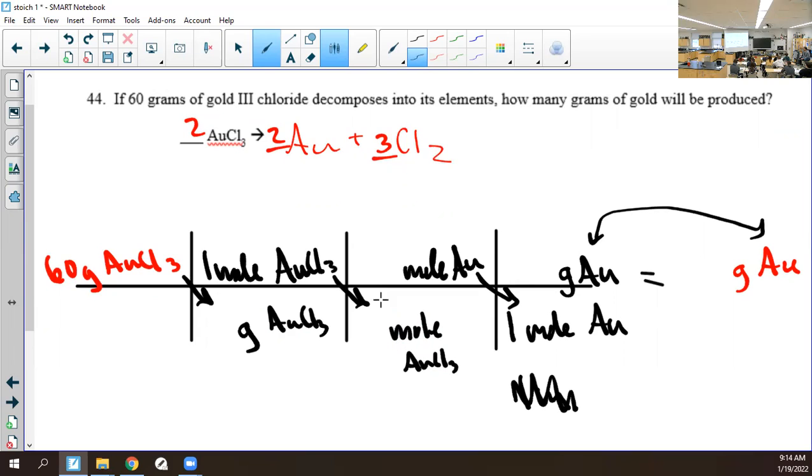Okay, time to go find things. In front of Au is just a 2. In front of AuCl3 is a 2 as well, right? So math-wise, that will cancel out. Is this 303.5? What'd you get, Shelby? 232. If you got 232, then you forgot to multiply chlorine by 3, is my guess. All right, then Au, is that 197?